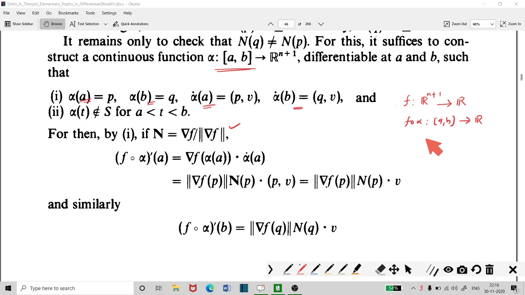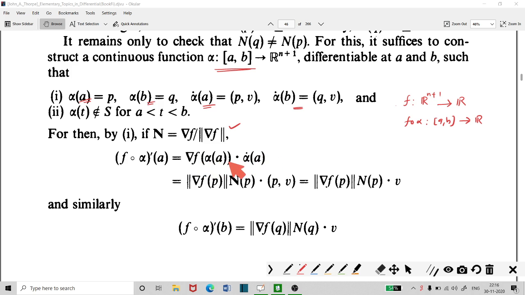That means the right hand derivative. Okay, that's the only possibility. Left hand derivative is not there. So what is the derivative? That is obtained by using the chain rule. This d by dt of f composition alpha is equal to del f of alpha of a dot alpha dot of a.